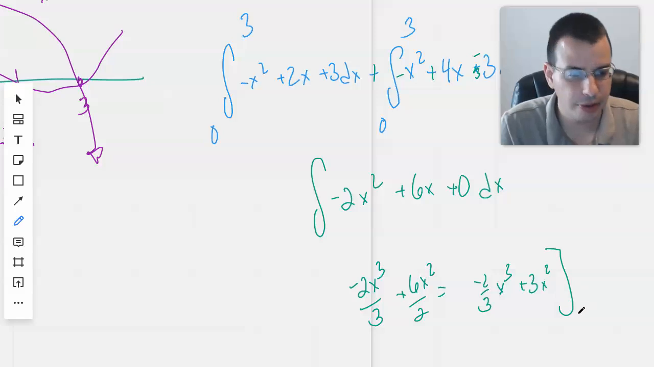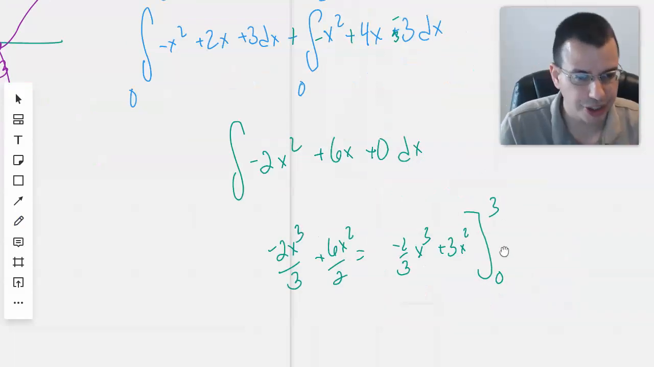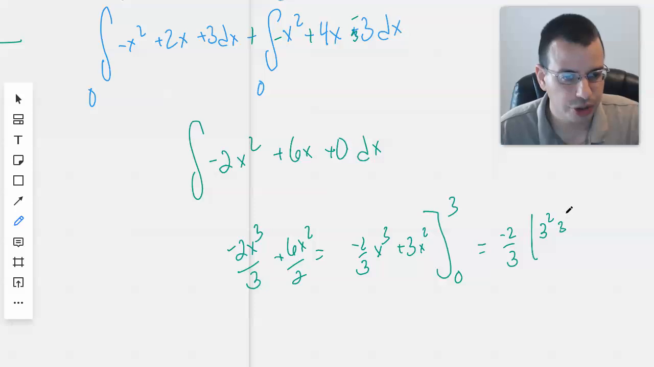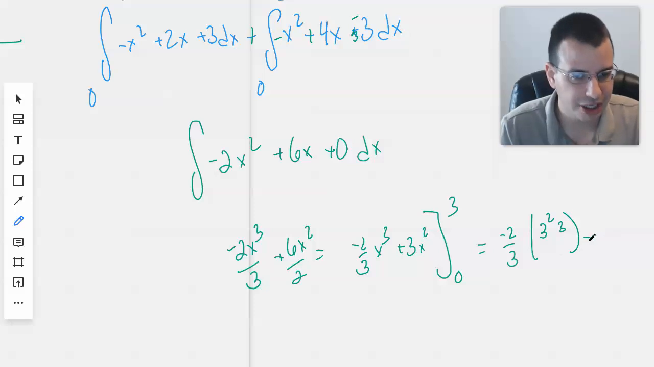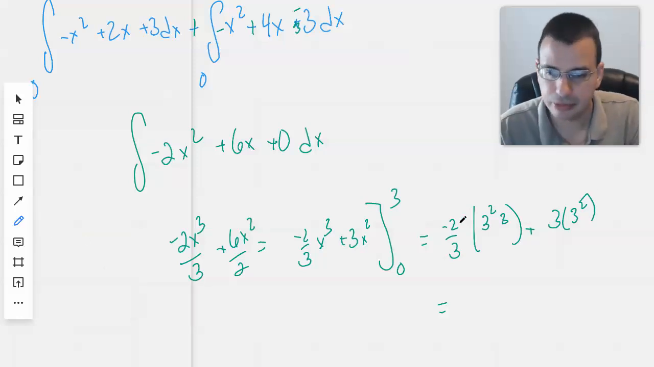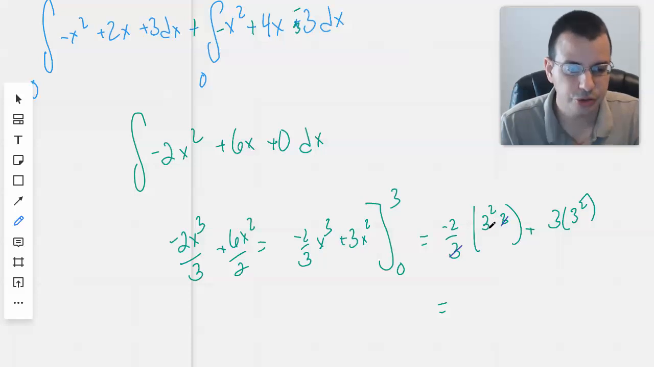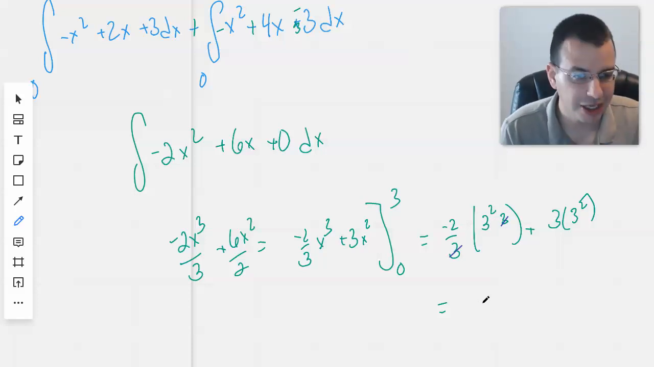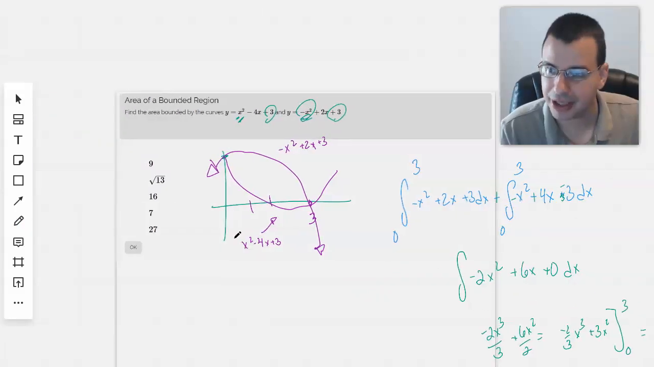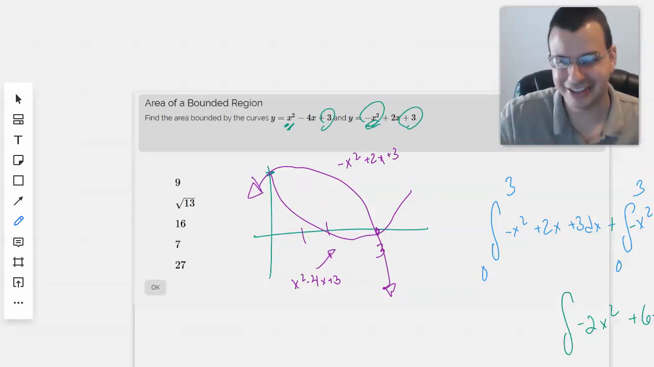And this will be evaluated from 0 to 3. We know the 0 will just go to 0 because every term here has an x involved. So this leaves us with negative 2/3 times 3 squared times 3, that way it's easier to see that it cancels out, plus 3 times 3 squared. So negative 2 times 9 is negative 18, plus 3 times 9, which is 27, which gives us 9. Is that possible? Yes. Good for us.